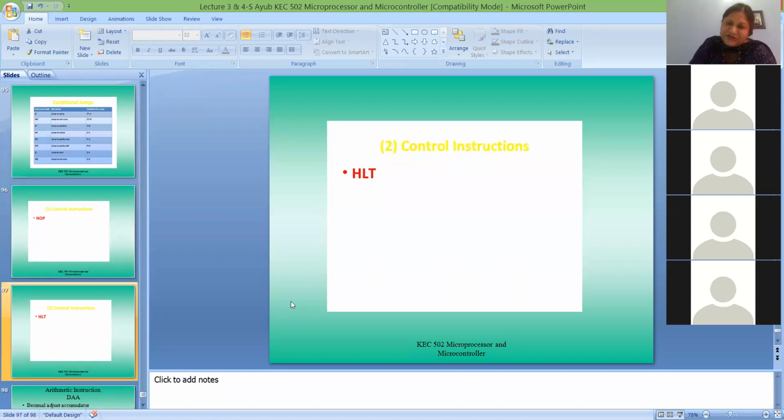Next control instruction is halt. Halt means you are ending the program execution. When you write HLT at the end of any program, that means the program has ended, and you will be executing all the instructions which are available above the HLT instruction. So if you want to end your program, you have to write the HLT instruction.